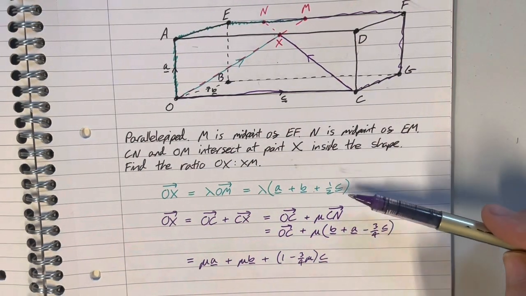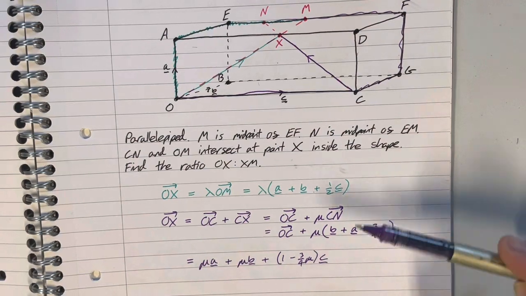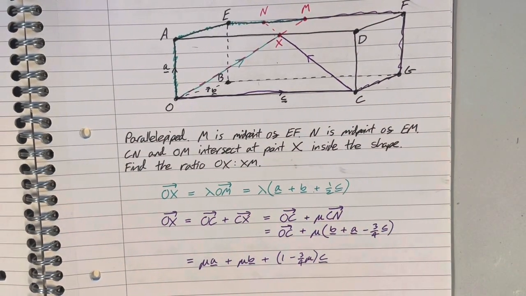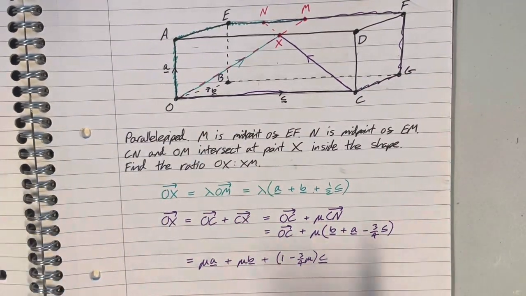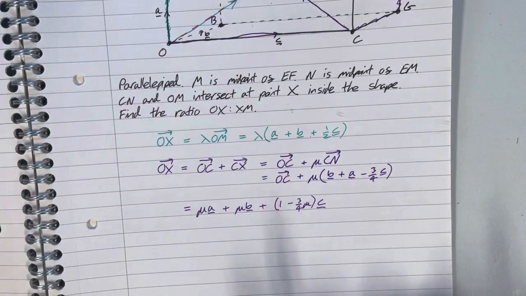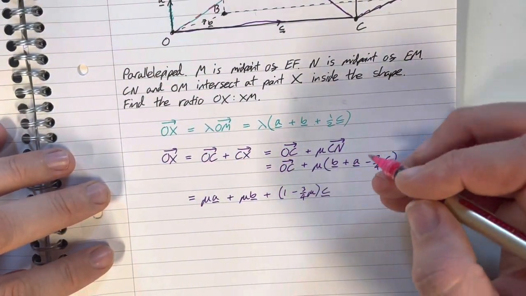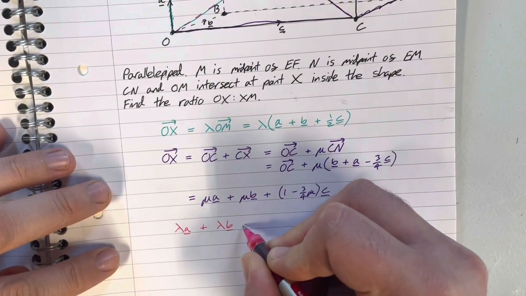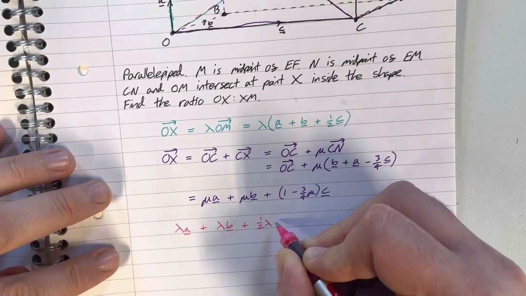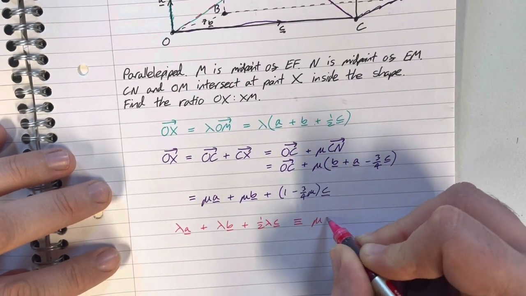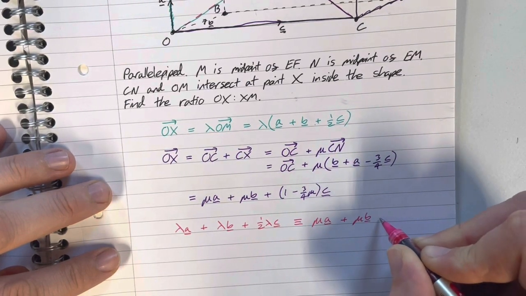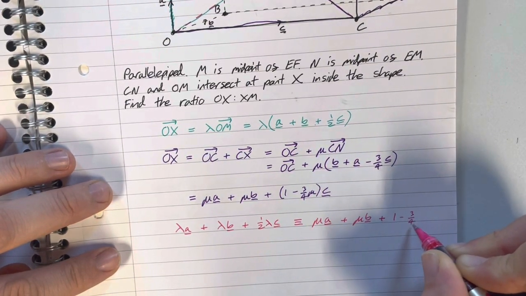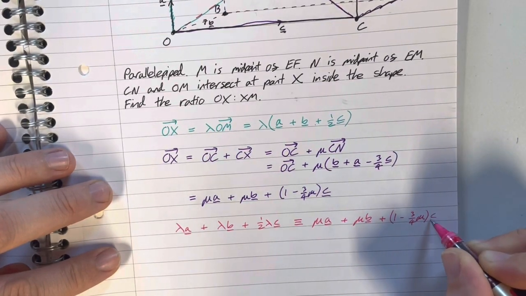So I've now got O to X in terms of A, B, and C, and O to X in terms of A, B, and C. So I can equate the coefficients. I've approached X from 2 different directions, but they're both the vector O to X. So they both must be the same, whatever A, B, and C are. So I can say that lambda A plus lambda B plus a half lambda C is identical to mu A plus mu B plus 1 minus 3/4 mu C.